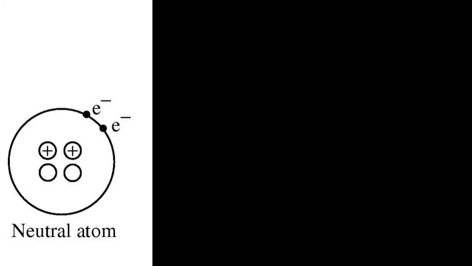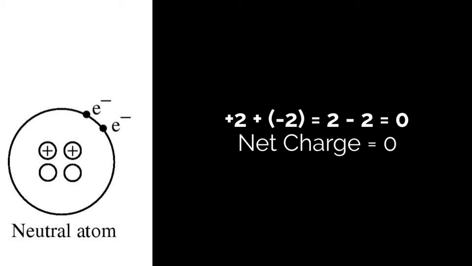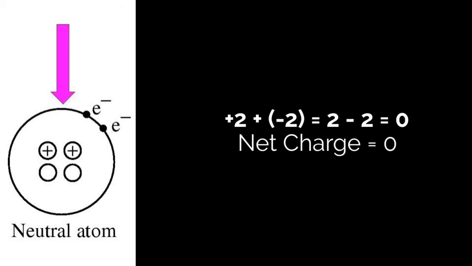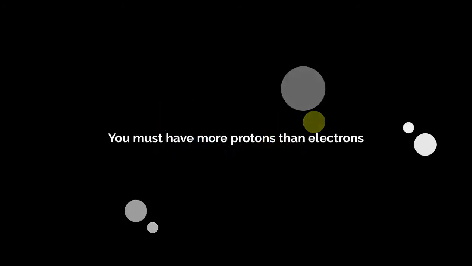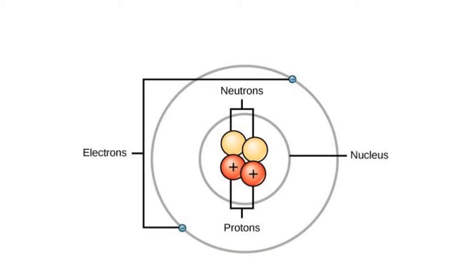A simplified model would look like this, where in a neutral atom you have the same number of positively charged particles as negatively charged particles, resulting in a net charge of zero. For a positively charged atom, you must have a net charge greater than zero. This means you have to have more positively charged particles, protons, than negatively charged particles, or electrons. Since protons are pretty tightly held to the nucleus, the easiest way for an atom to have more protons than electrons is to lose an electron.